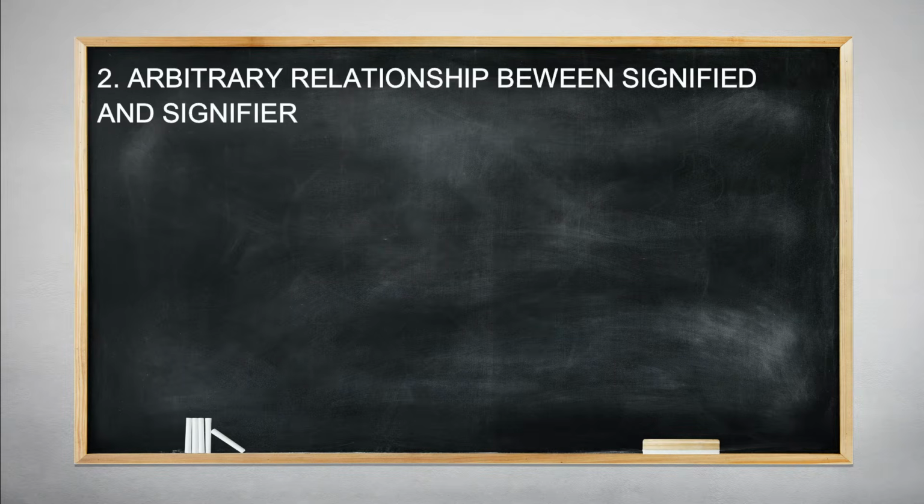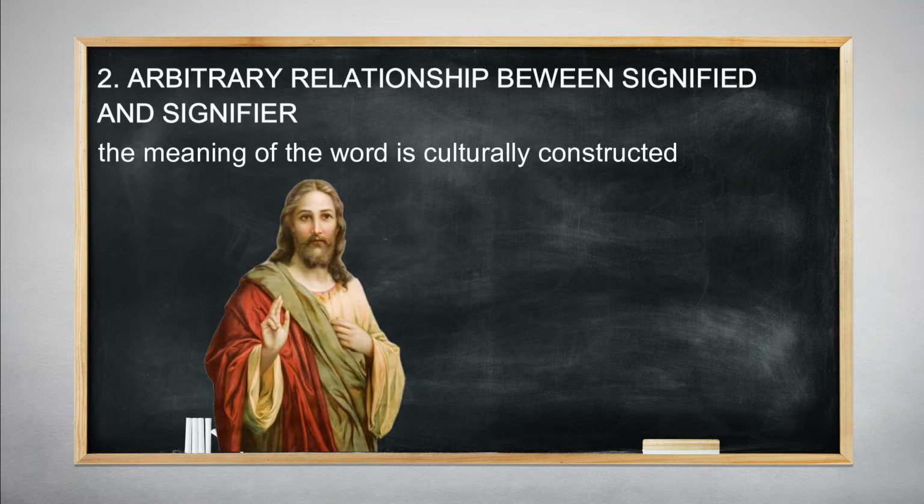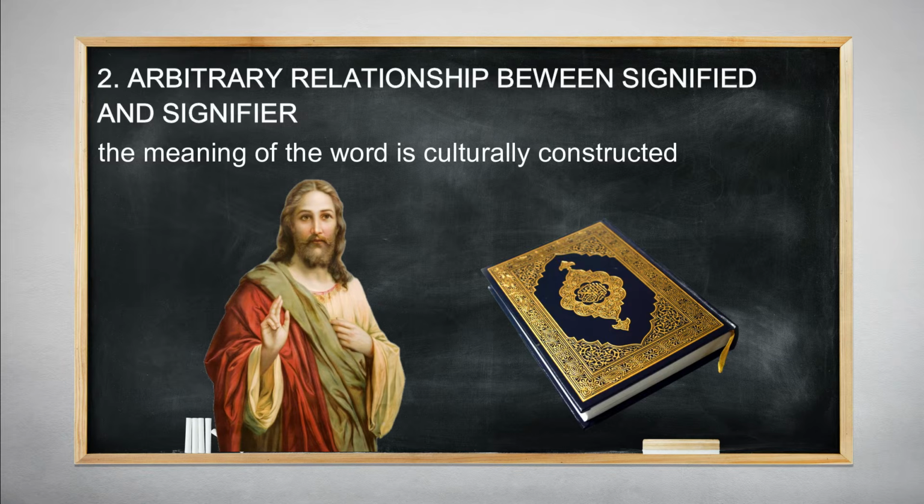2. Arbitrary relationship between signified and signifier. According to Saussure, the meaning of the word is culturally constructed. For instance, your idea of God may have a different mental concept than others. If you're a Christian, Jesus Christ is connected to the word God. If you're a Muslim, Allah is connected to the word God. The word God can mean differently for everybody. That is what Saussure meant by arbitrariness in language. There is no fixed sign.